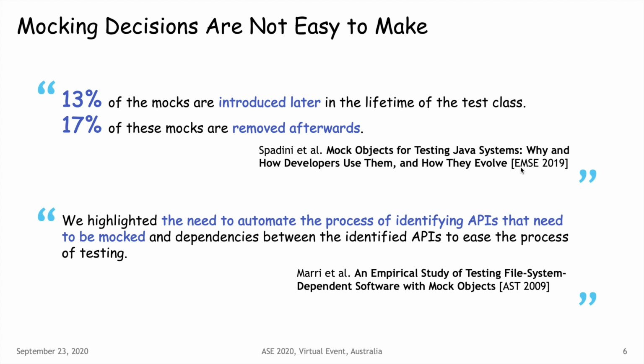Actually, a mocking decision is not that easy to make. Developers may change their decisions during software development. According to a recent study, 13% of the mock objects are introduced after the test script was written, and 17% of the mock objects are removed afterwards. Furthermore, studies also highlighted that we need an automated mechanism to identify the dependencies that should be mocked.